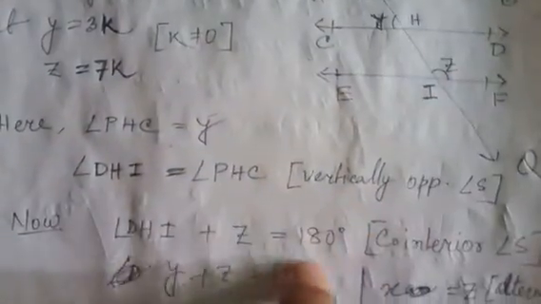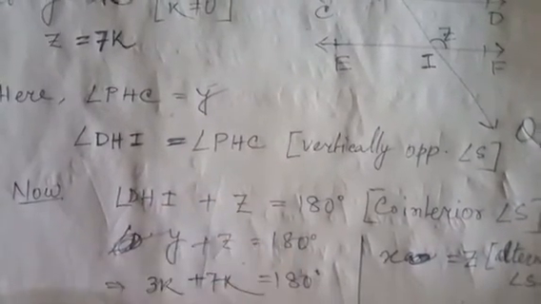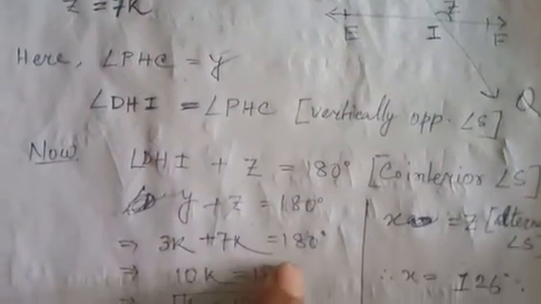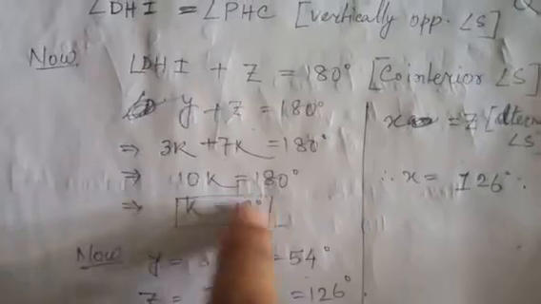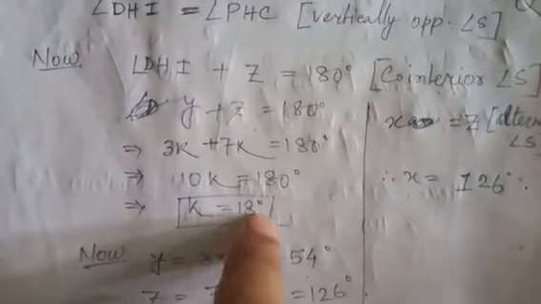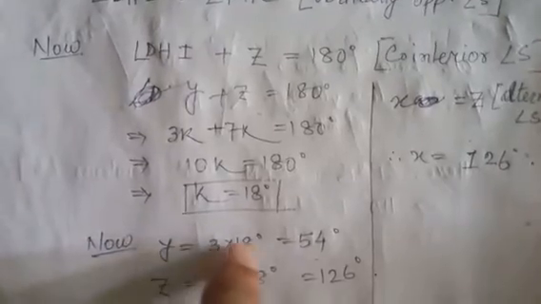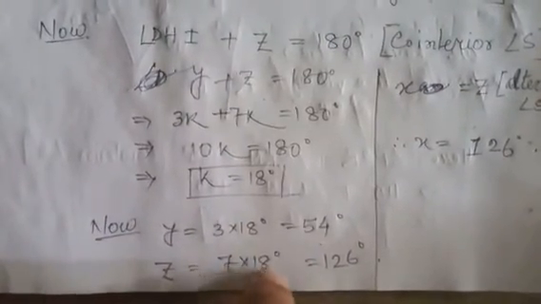DHI plus z equals 180 degrees. These two are co-interior angles. Therefore y plus z equals 180. Put the values of y and z: y is 3k and z is 7k, so 3k plus 7k equals 180 degrees, 10k equals 180, k equals 18 degrees. Therefore y equals 3 into 18, which is 54, and z equals 7 into 18, which is 126.